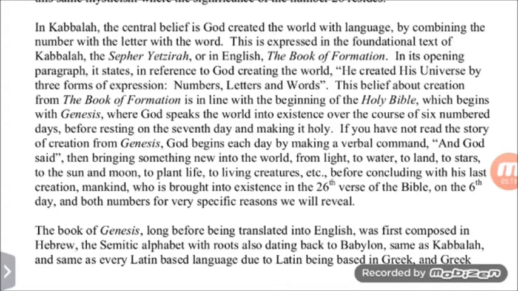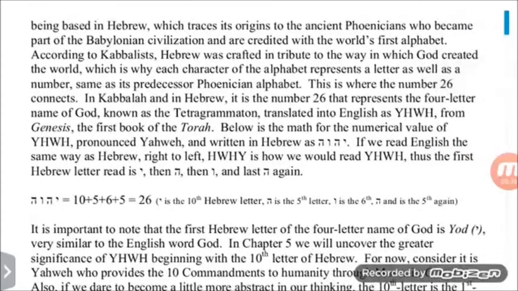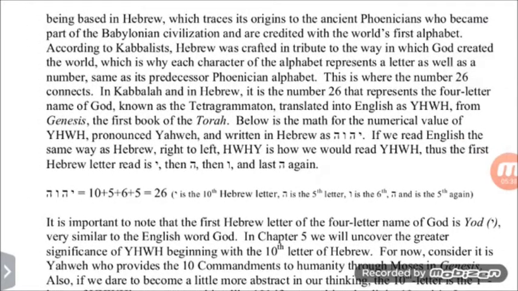The book of Genesis, long before being translated into English, was first composed in Hebrew. The Semitic alphabet, with roots also dating back to Babylon, same as Kabbalah, and same as every Latin-based language due to Latin being based in Greek, and Greek being based in Hebrew, which traces its origins to the ancient Phoenicians, who became part of the Babylonian civilization and are credited with the world's first alphabet.